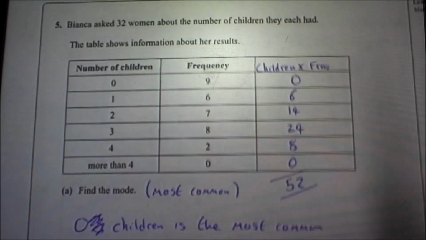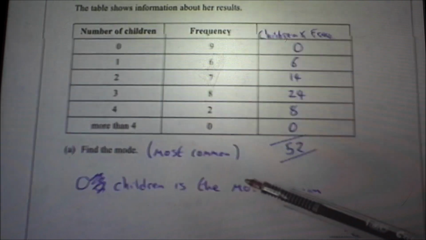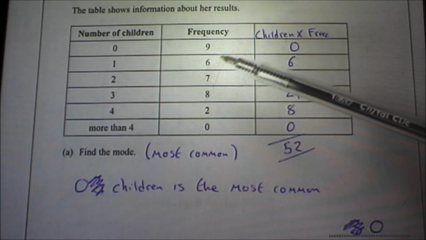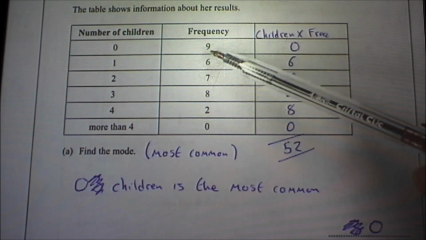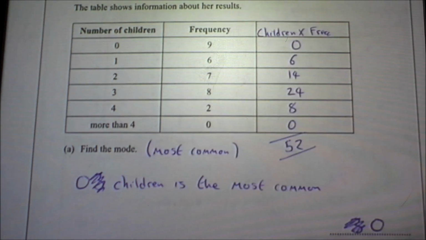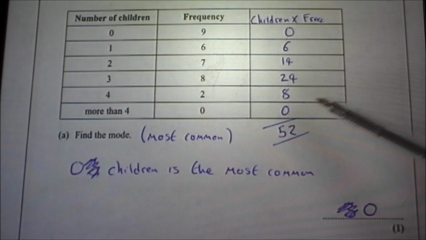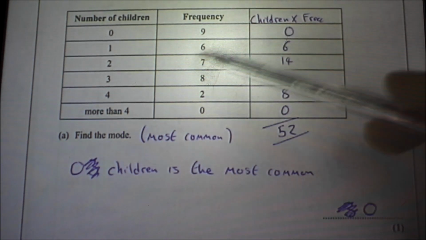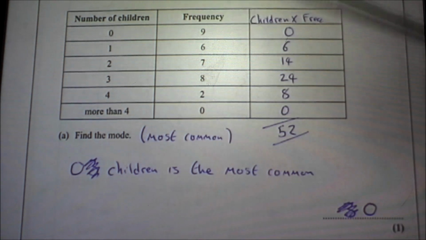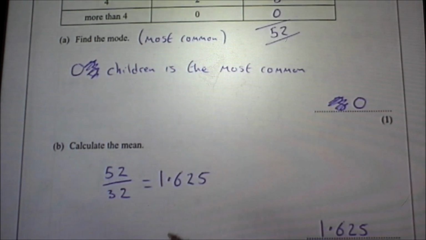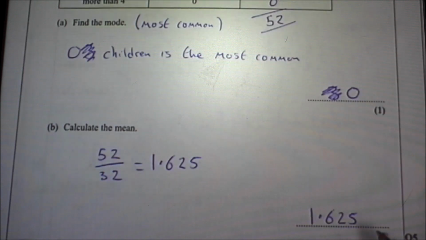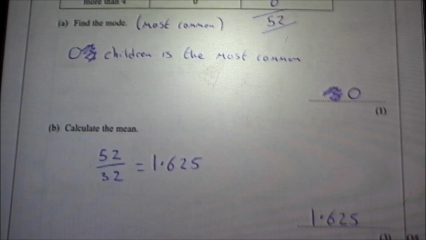Question 5. Bianca asked 32 women about the number of children they had. So here you go. Find the mode. Mode is the most common number of children. 9 of them said they didn't have any children at all. So the most common number of children is 0. Calculate the mean. Again, multiply across, which we've done there. Add it up, and it's 52. And she asked 32 women. So it's 52 divided by 32, which is 1.625. You can't strictly get 1.625 children, sadly, so you could argue you could round that up to 2, but if you write that, say why you've done it.